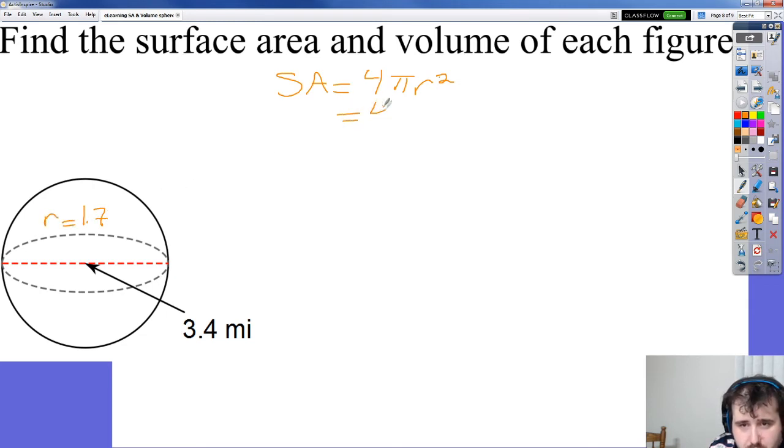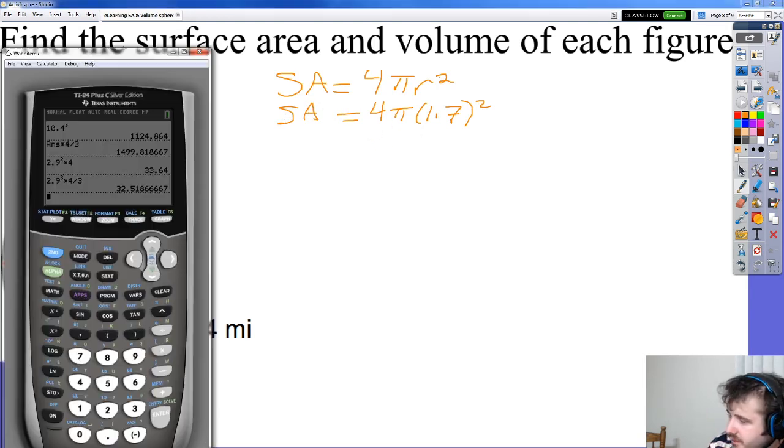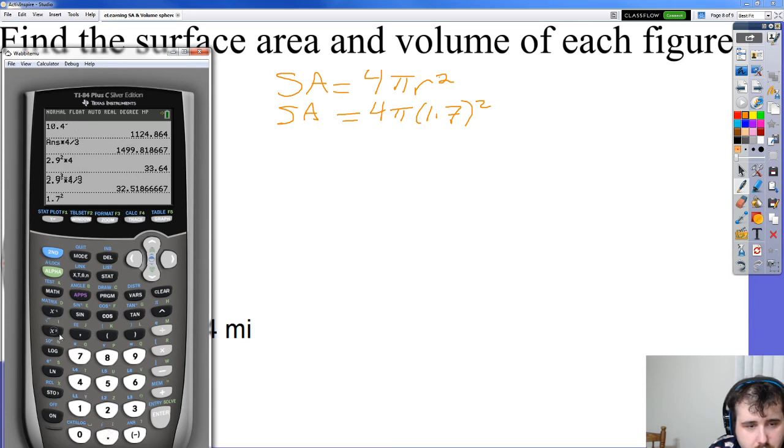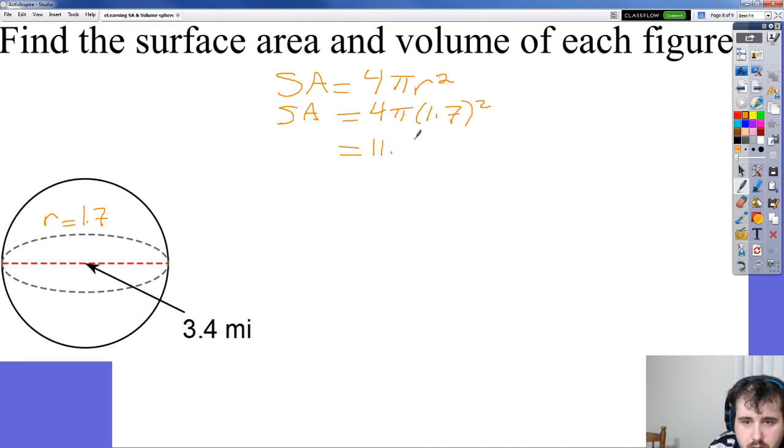So we're going to put that in, and we're going to do that in the calculator. 1.7 squared times 4. 11.56. Nice. Pi. And then from here, we want to find the volume. This is in miles squared.